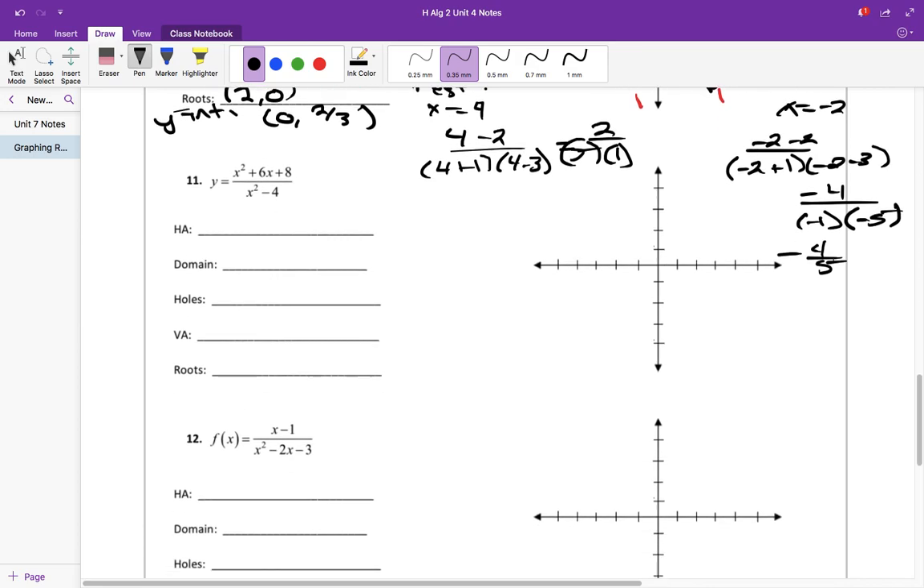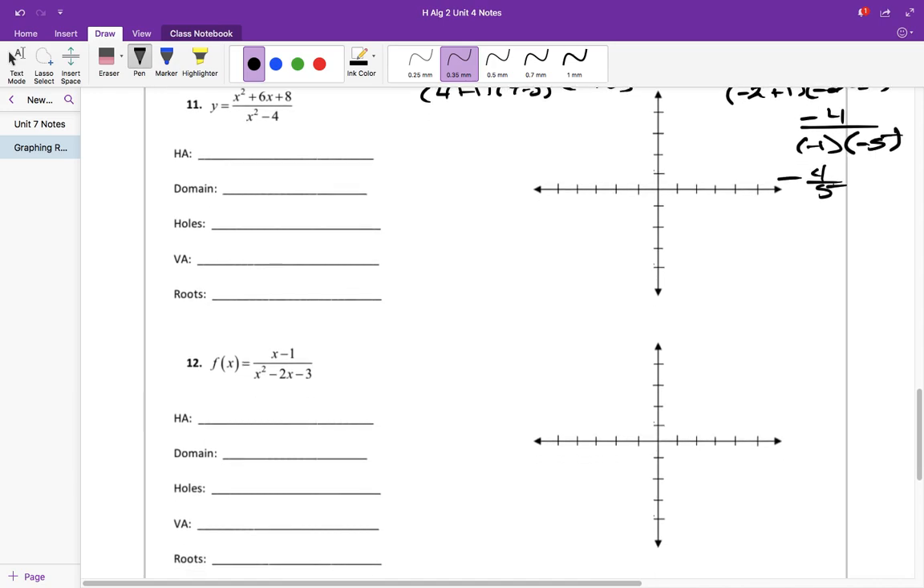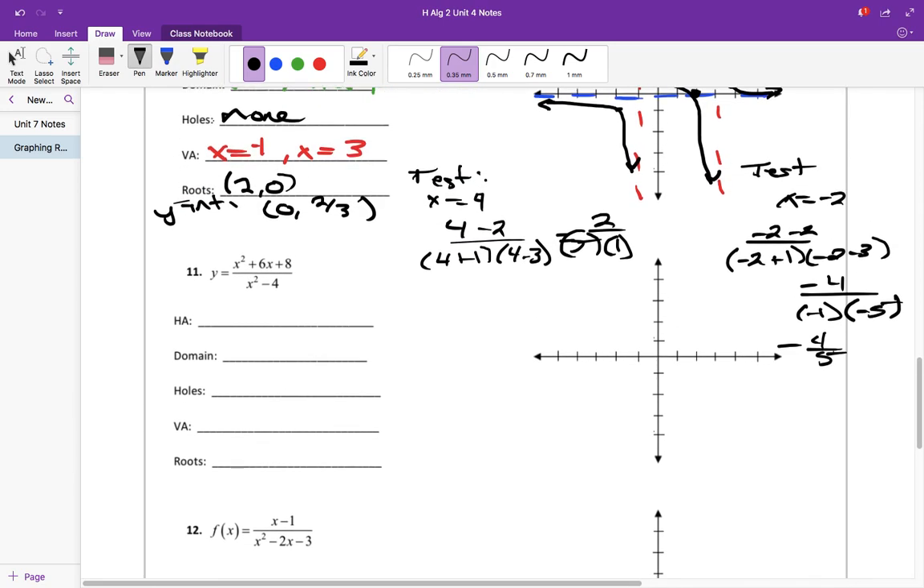Let's take a look at one more that would be kind of similar. Actually, number 12 is too similar. Let's look at 11, and how to graph it.